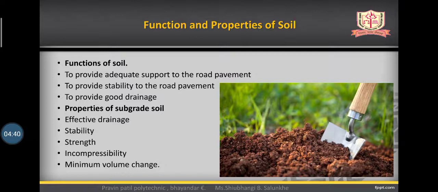The strength of the soil should be strong. Incompressible means it should not be compressed while the vehicular load is applied on it. Then the minimum volume change. Because of the climatic change, the soil should not change its shape or its volume. The dissolved property should be required for the road construction of soil.